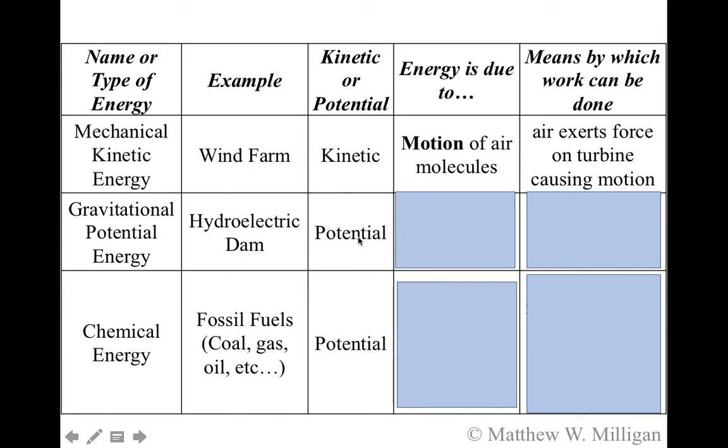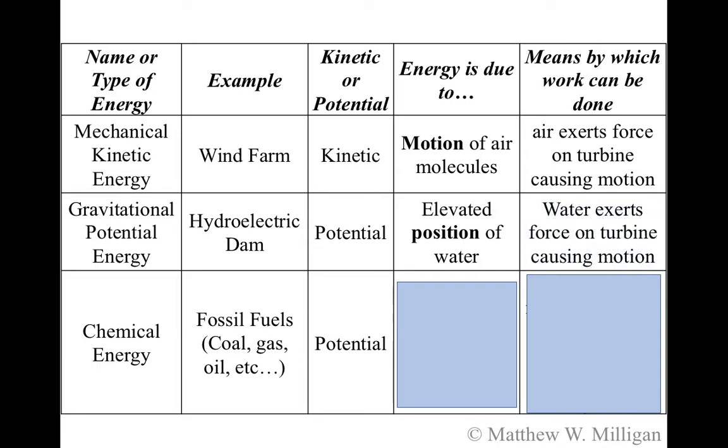And then for gravitational potential energy, like a hydroelectric dam, that is obviously potential energy. So what is that energy due to? Well, that is the elevated position of the water, because as the water is elevated, gravity can actually do work on it. And as it does that, it exerts a force on the turbine, generating the electricity.